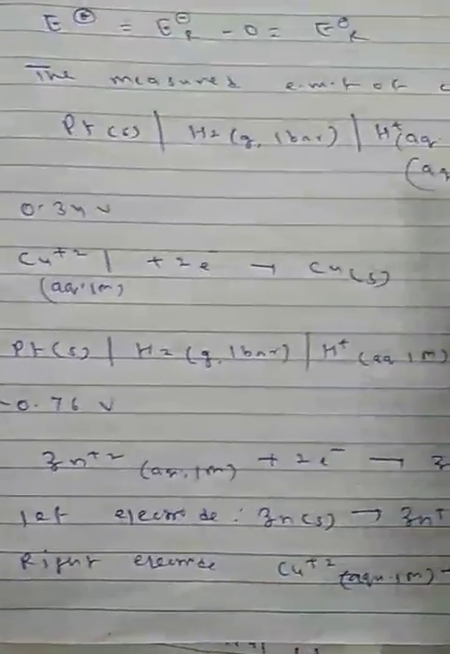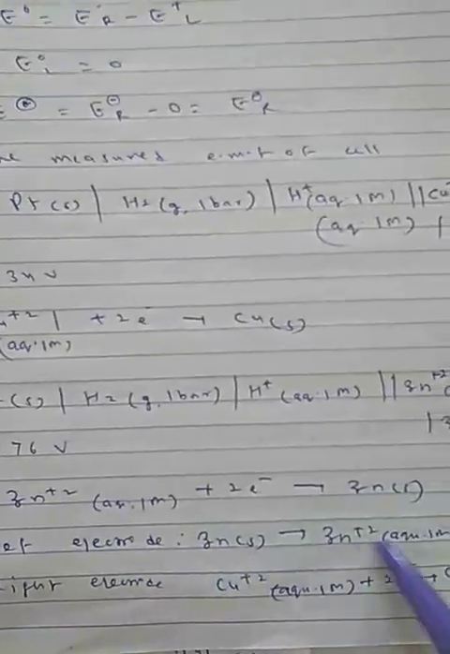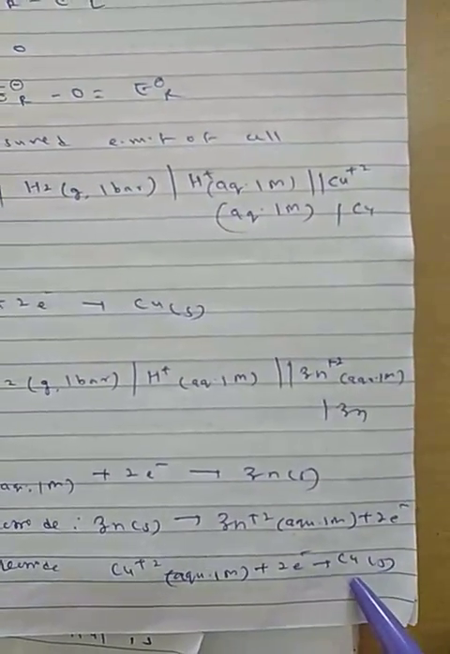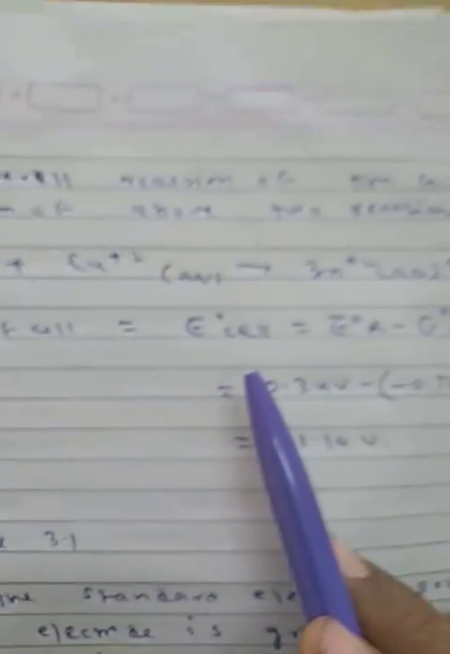Now for the left electrode you have to show zinc going to zinc 2+ plus 2 electrons, and the right electrode is copper 2+ plus 2 electrons going to copper. So combinedly we can say the overall reaction of the cell is the sum of the right hand side and left hand side. Zinc plus copper 2+ gives zinc 2+ plus copper: zinc gives zinc 2+, and copper 2+ combines with 2 electrons and gives copper solid. So the EMF of the cell can be measured in this way.